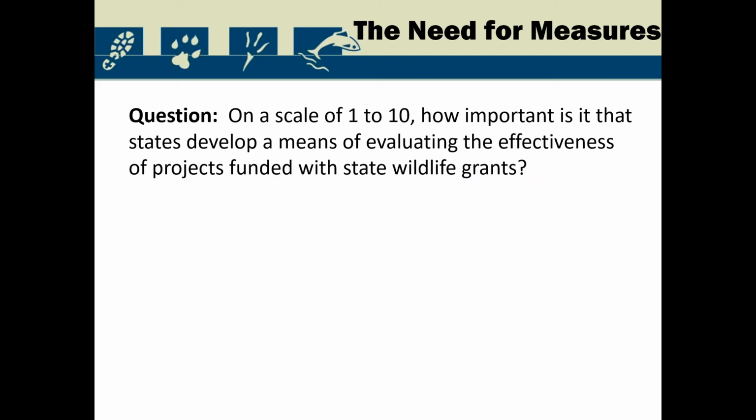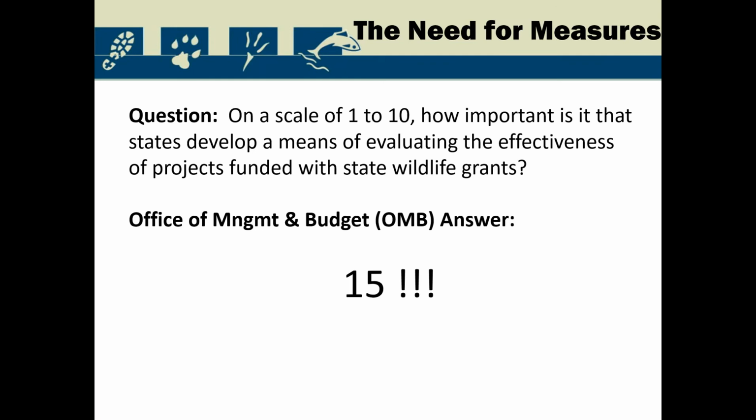But in the budget climate that we have in Washington, D.C., we need to justify this grant money that's being spent. And so we asked our OMB examiner a few years back, on a scale of 1 to 10, how important is it that we have a means of evaluating the effectiveness of these different projects funded with the state wildlife grants? And the dude looked at us and, of course, said 15. It's the currency of what we need to be able to do.